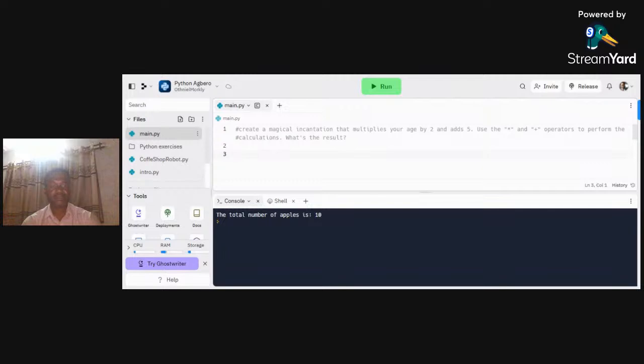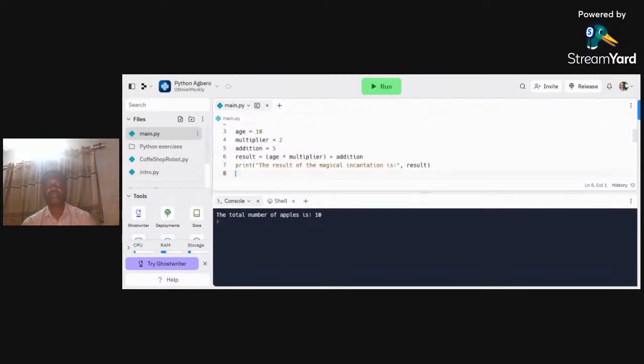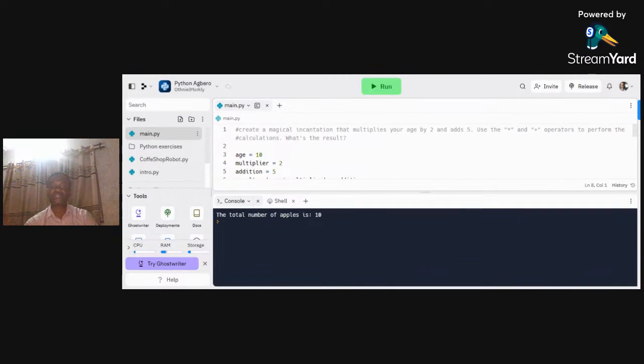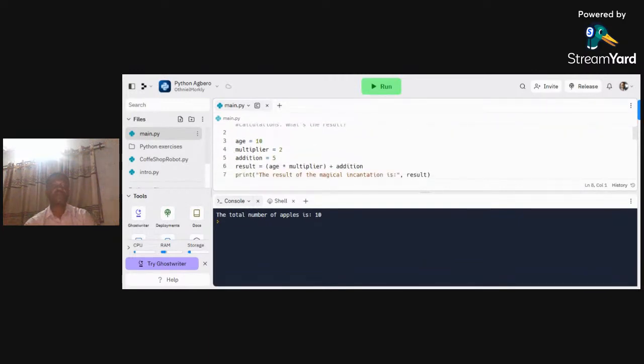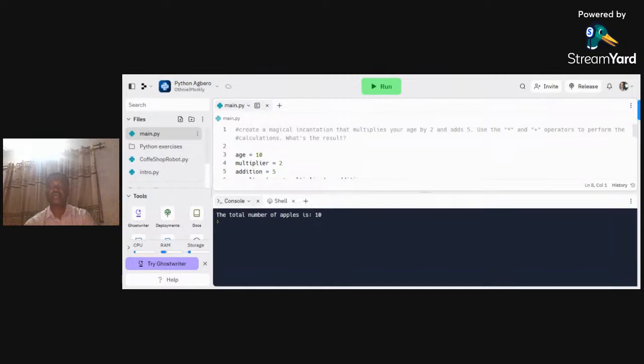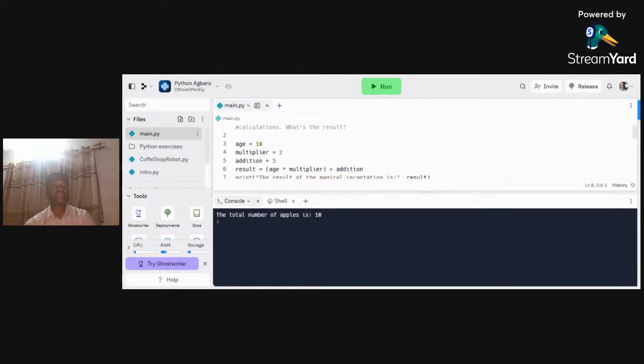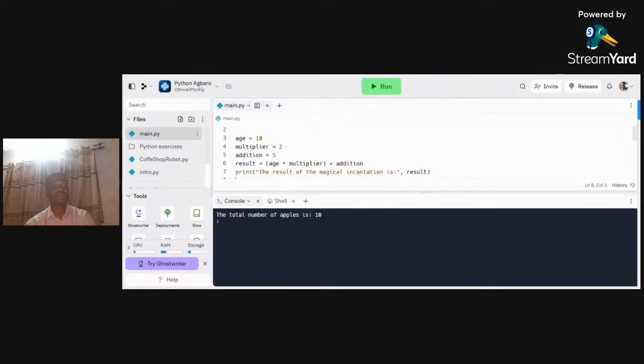All right, welcome back. So here is the answer. So we said, let's say our age is 10 and our multiplier is equal to 2, and we create another variable called addition, which is equal to 5. The result is age multiplied by multiplier, and then we put it in the bracket. The important thing is the bracket. Why? Because we want this to run first, right? Age multiplied by multiplier plus addition.